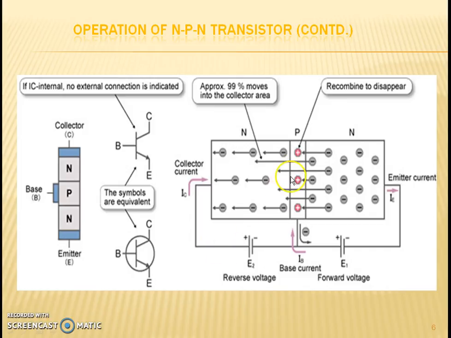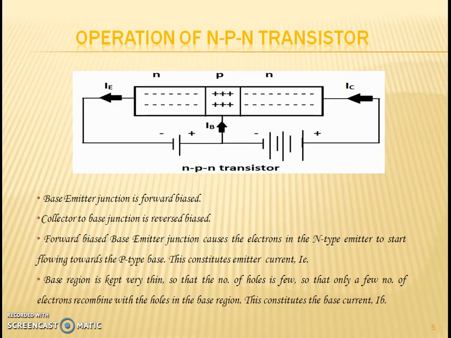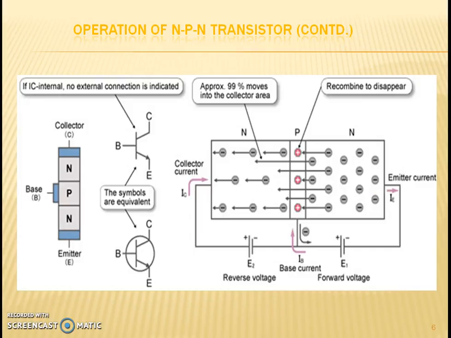Now the remaining large number of electrons cross the base junction and move through the collector region to the positive terminal of the DC source as shown in figure. This constitutes the collector current, that is IC. However, the emitter current is the sum of collector current and base current. That is, the emitter current IE is equal to IC plus IB.